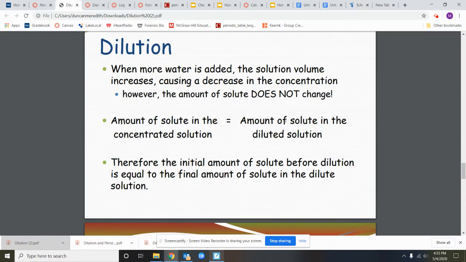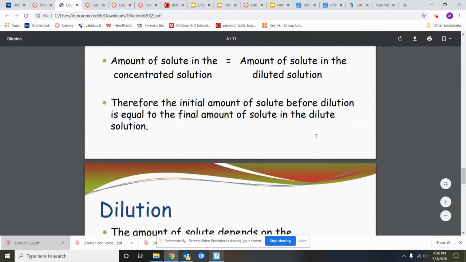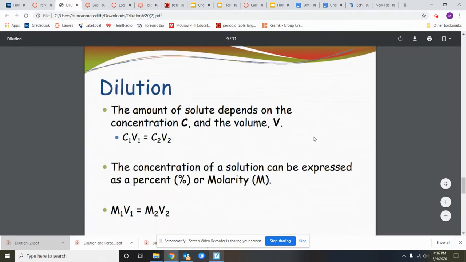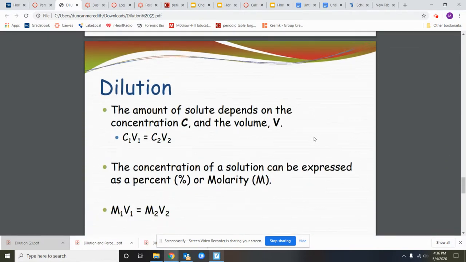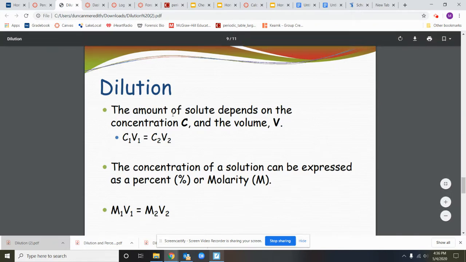So again, I'm going to go back to my orange juice example. When I dilute it, I only add water. I have the same amount of orange juice before and after. The only difference is I added water and diluted it to make it a much better drink. Okay, so the concentration depends on how much solute there is and the volume of your water. So how concentrated it is going to depend on those things.